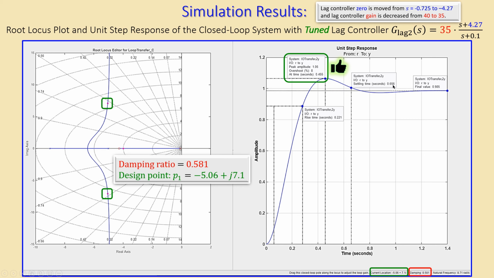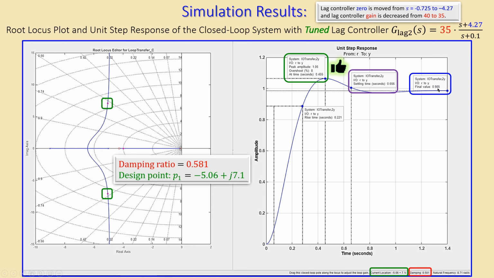So it is a lot faster than the system with the controller GLAG1 for the initial design. I also see that the rise time is much smaller, so this controller also speeds up the system. And I can see that this is much better, of course, in terms of speed. But I can also see that the final value is a little bit closer to 1.